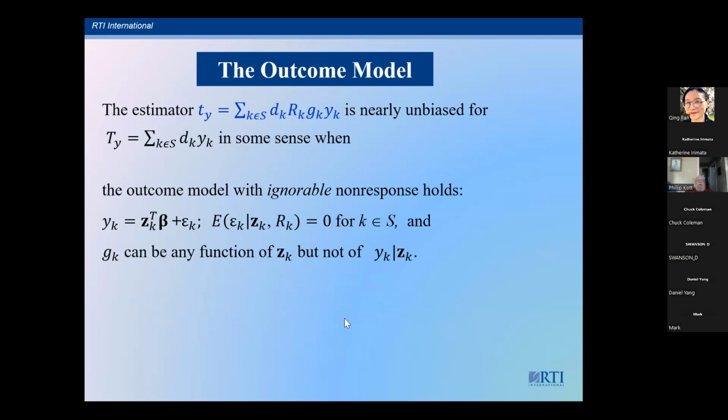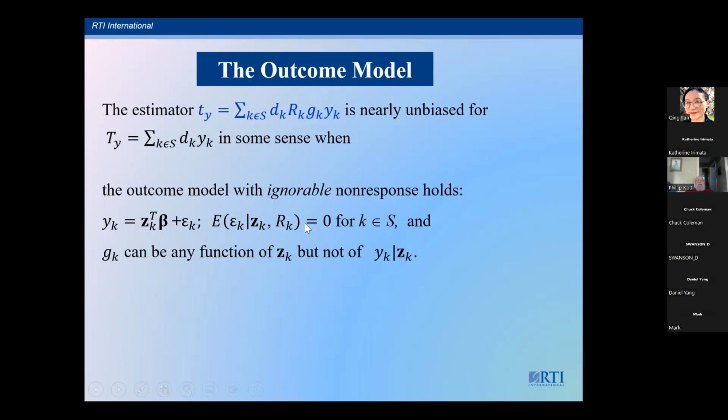So let's firm up a little bit of the mathematics. The estimator, which is a D, and we're only going to count response. So it's a sum over the entire sample, counting just the people who respond. Remember, RK is 1 for respondents and 0 for not, times this G, which satisfies the calibration equation, and a Y. It's nearly unbiased in some sense if the outcome model with ignorable non-response holds. This is the outcome model: Y is a linear function of z plus an error term, where the expected value of the error is 0 for everybody in the sample, given z and given respondents.